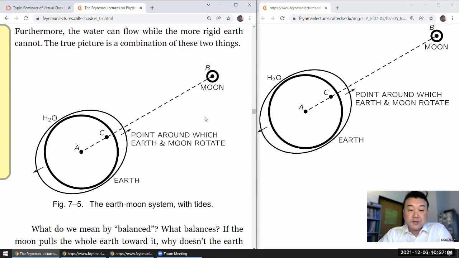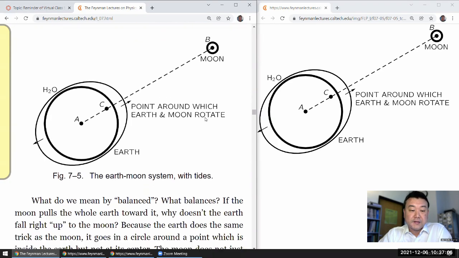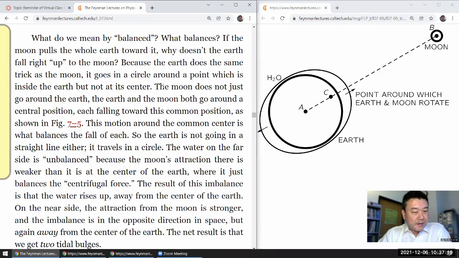The true picture is the combination of these two things. What do we mean by balance? What balances? If the moon pulls the whole Earth toward it, why doesn't the Earth fall right up to the moon and collide with it? Because the Earth does the same trick as the moon. It goes in a circle around a point, which is inside the Earth but not at its center.